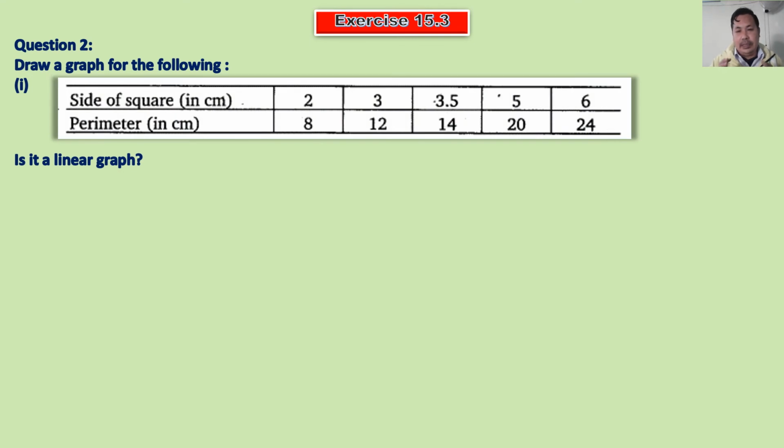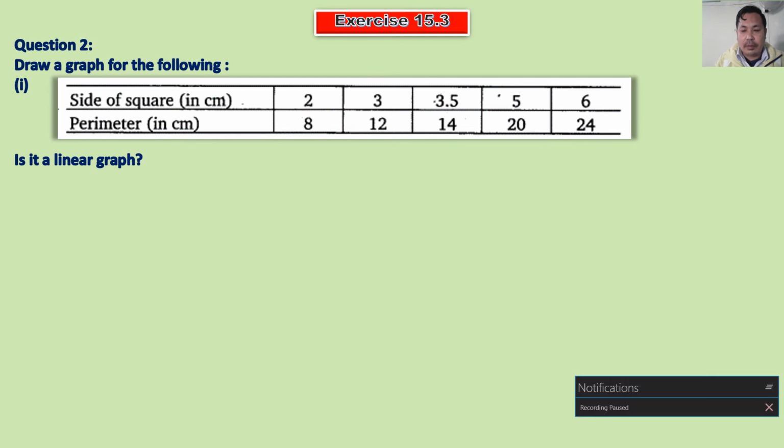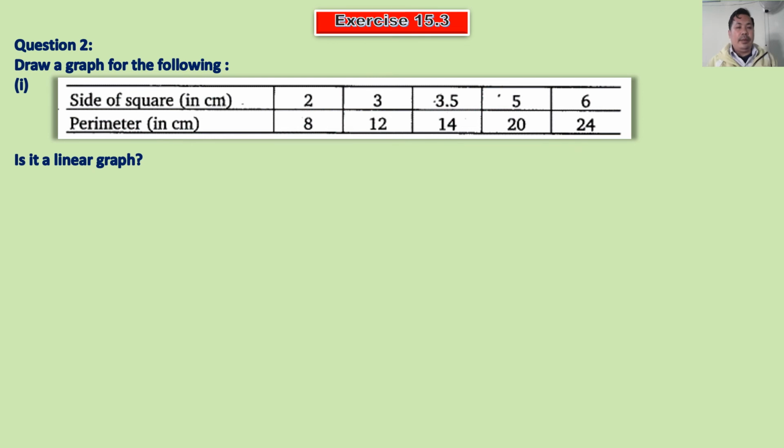In the tabulation you can see the side of the square in centimeter and the perimeter in centimeter. It's given here. So here the perimeter is given in centimeter, the side of the square is in centimeter. So what happened? 1, 2, 3, 4, 5 columns. You can see that it's giving the length of the side of the square in centimeters.